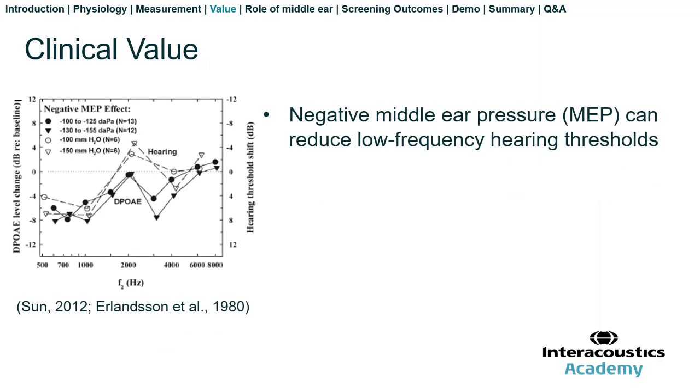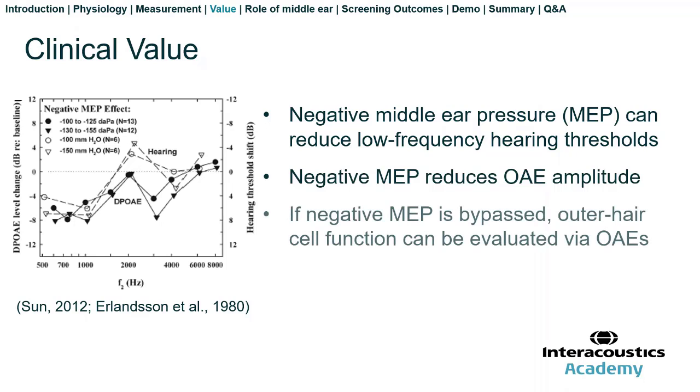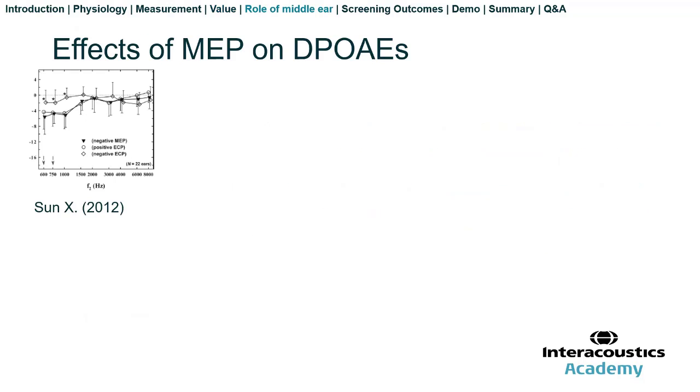So just to discuss how negative middle ear pressure can impact hearing, this is a figure by Sun and also by Erlandson, who actually took the hearing threshold data. It shows that hearing thresholds at low frequencies down here are actually worse with negative middle ear pressure. This also affects the OAE response actually greater than what the hearing threshold would suggest. And if negative middle ear pressure is bypassed, outer hair cell function can then be evaluated via the OAEs.